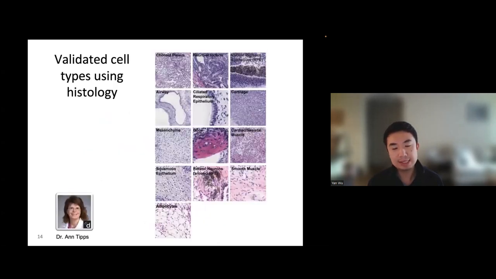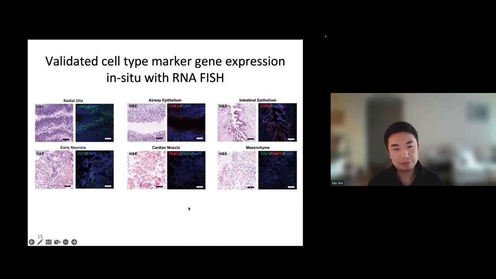So we validated these cell types using histology, and this was done by Dr. Ann Tipps, a pathologist at UCSD. We can see H&E staining validating many of the cell types that we observed with single-cell RNA-seq. And we validated a handful of cell types, specifically radial glia, early neurons, airway epithelium, cardiac muscle, intestinal epithelium, and mesenchyme using RNA FISH markers.